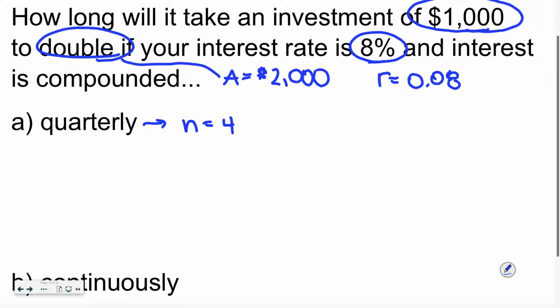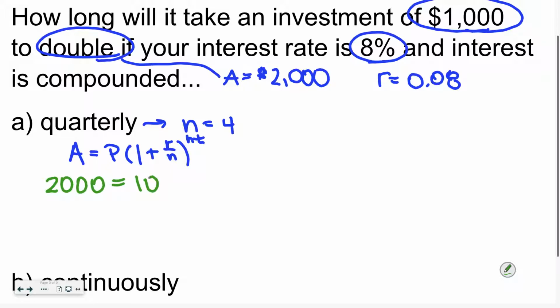So, if we have our equation of A equals P times 1 plus r over n raised to the nt, and we have all of this information, we can go ahead and plug in $2,000 for A, $1,000 for P. Our rate is 8%. Quarterly, and we're solving for time. We want to know how long this is going to take. So we are solving for time.